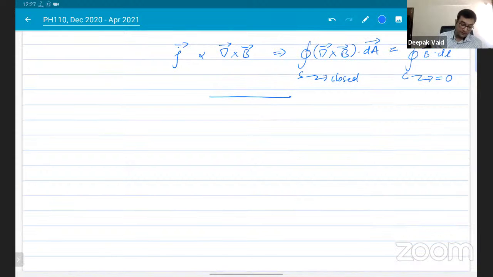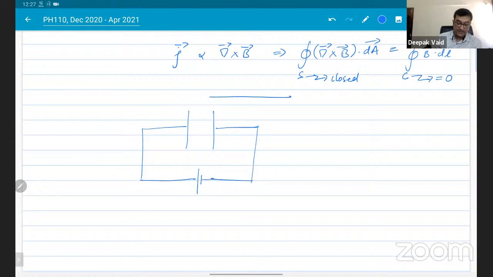But now we have to look at another example. So this equation is not complete. Why is this equation not complete? Okay, so let's look at what happens.